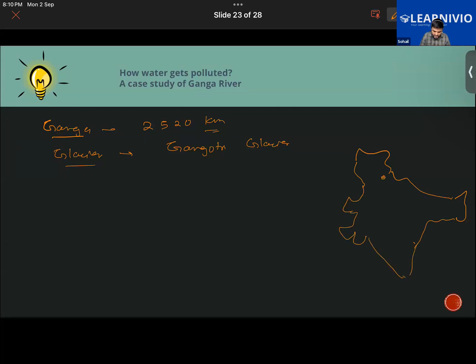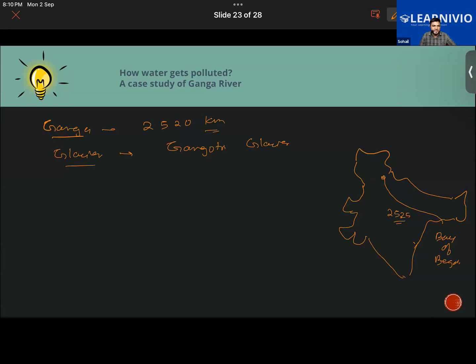It will be originating here, and it will flow all the way from here and will then go into the Bay of Bengal. Since it's a really long river, and as it passes across several states, as it passes through Uttarakhand, Uttar Pradesh, Bihar, and West Bengal, it will be polluted at almost every state.